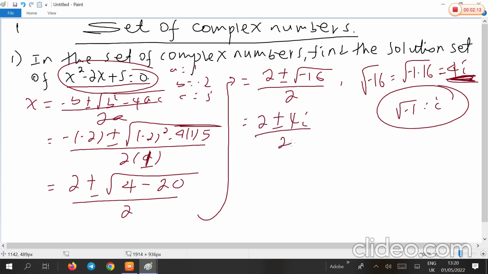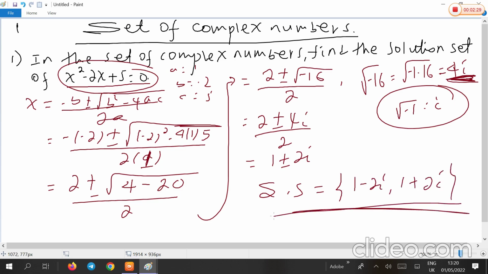Simplify: divide by 2, one over two and two over two. So the solution set of the equation is 1 minus 2i and 1 plus 2i, the solution set of the quadratic equation.